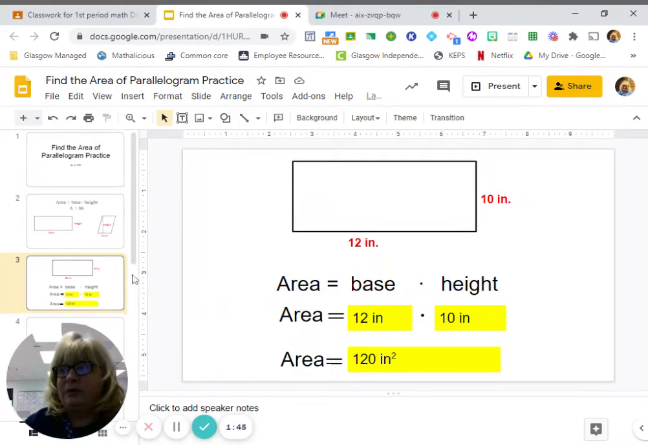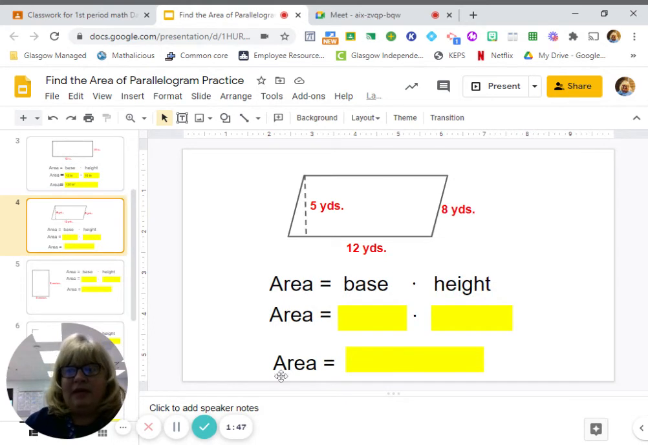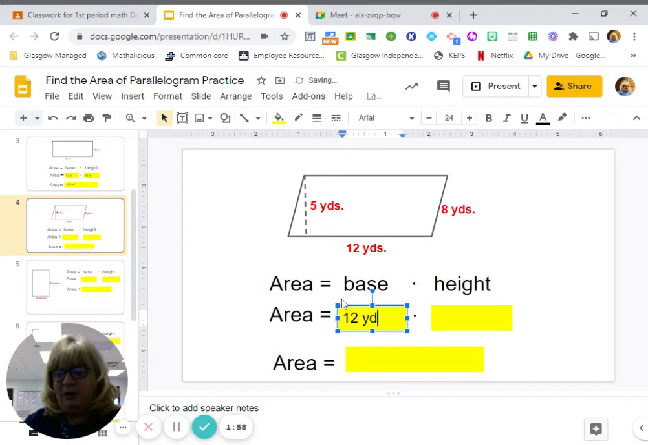Okay, we'll do the next one. The next one, I'm trying to be a little tricky here. Okay, so it's a parallelogram. Area equals base times height. Your base is always the bottom, so that's going to be 12 yards. Now, which one is your height? Remember, height has to be straight up and down. So it's not the 8 because it's slanted. It's this one right here, the 5, that's straight up and down.